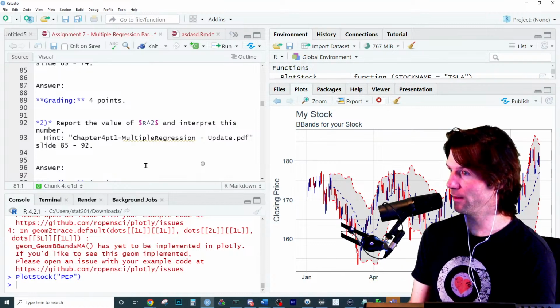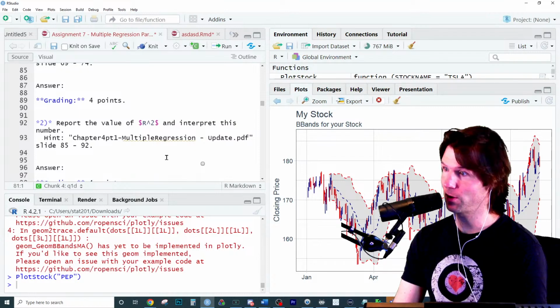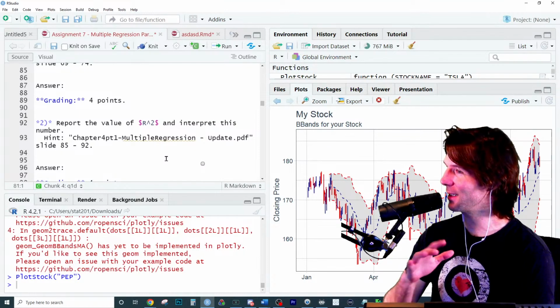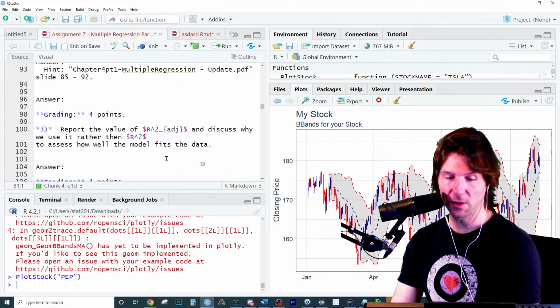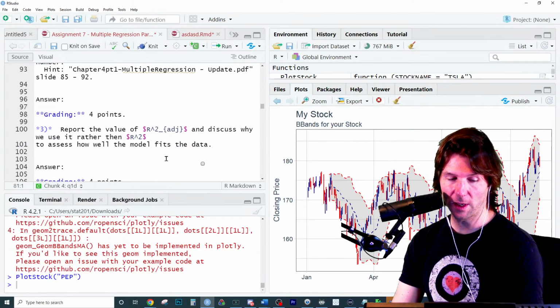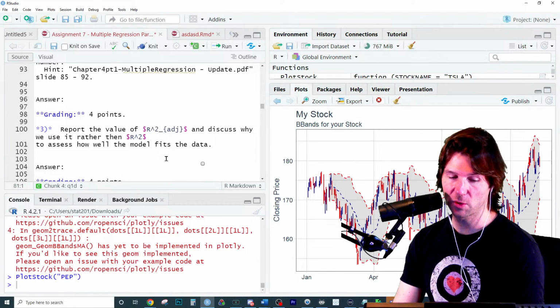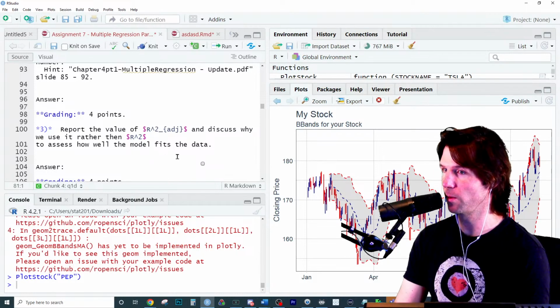Some 201, right, Evan? R squared, interpret the number. Also, the significance of a model, it's not slope this time. Not slope this time, because slope is in the simple world. Report the R squared and discuss why we use it rather than R squared adjusted. So we know where that's at.